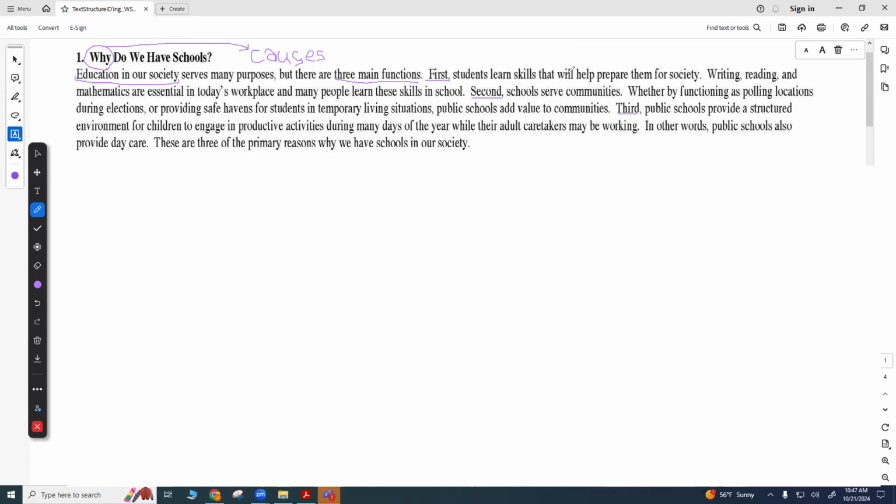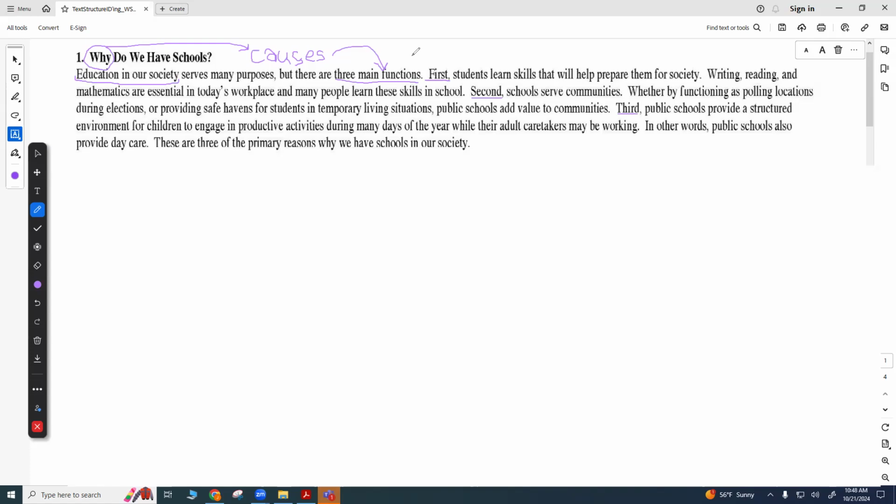So first, students learn skills that help prepare them for society, right? So the first effect of schools on society is, so that's effect number 1, because once again, functions are maybe not necessarily causes, but we'll see. Reading, writing, and mathematics are essential in today's workplace, and many people learn these skills in school. Hopefully, more than many people.